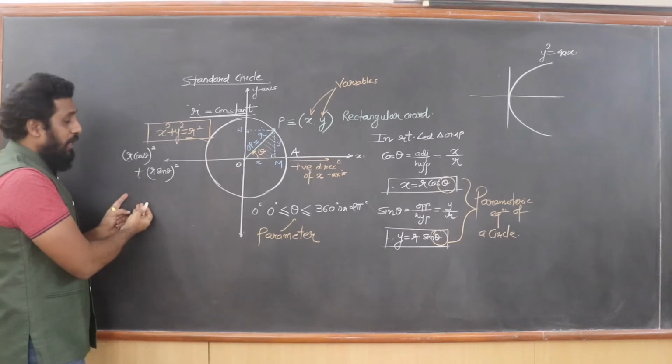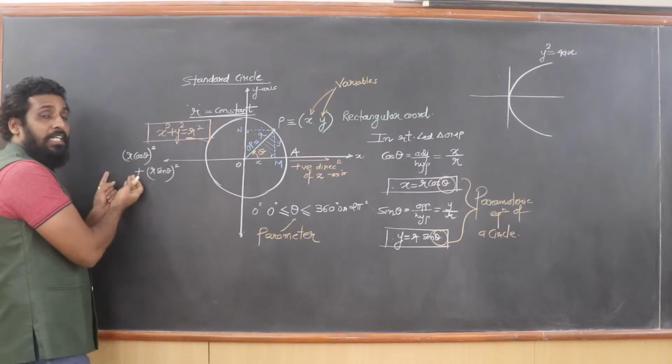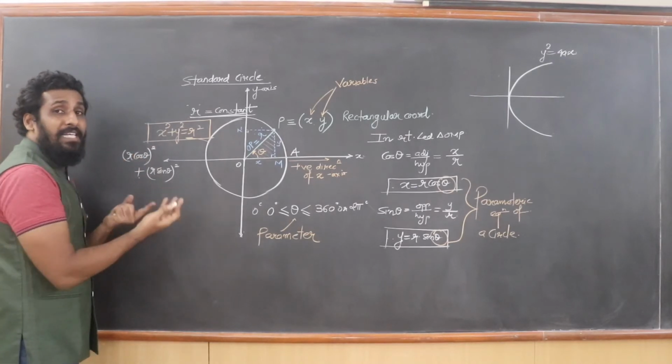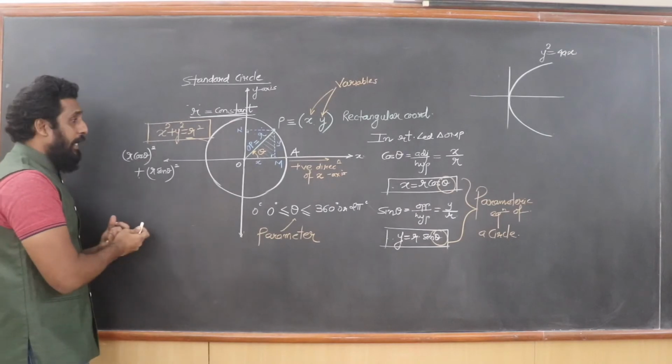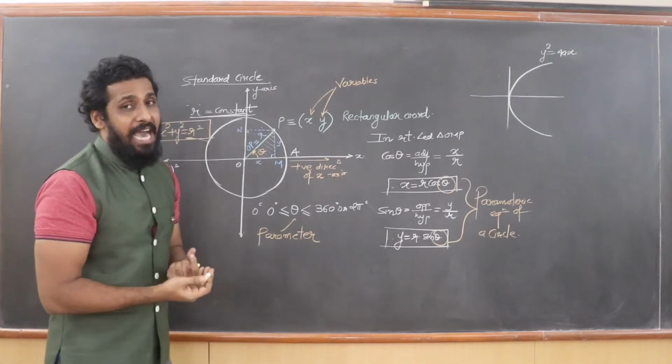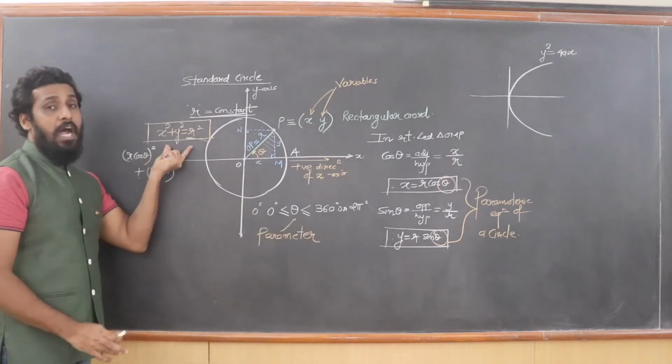So I'm solving the left hand side. That's r square cos square theta, that's r square sin square theta. You can take out r square common. Cos square plus sin square is 1, isn't it? So what is left is r square on the left side, and the right hand side is already r square. That means the parametric equations are definitely satisfying the Cartesian equation.